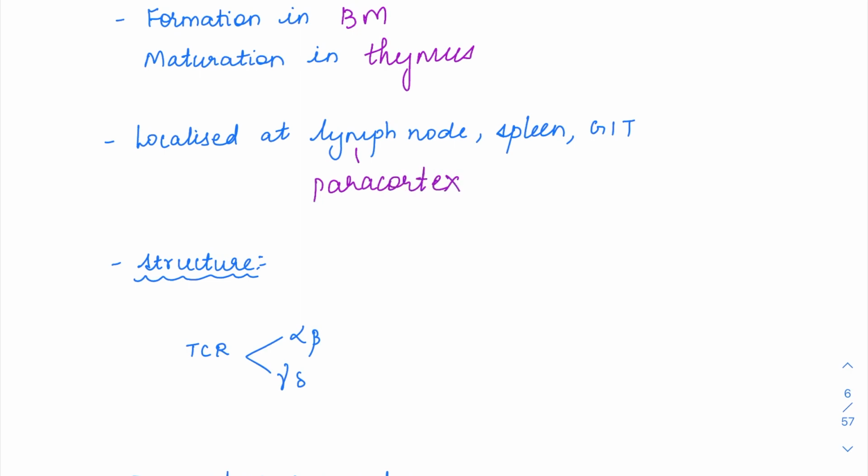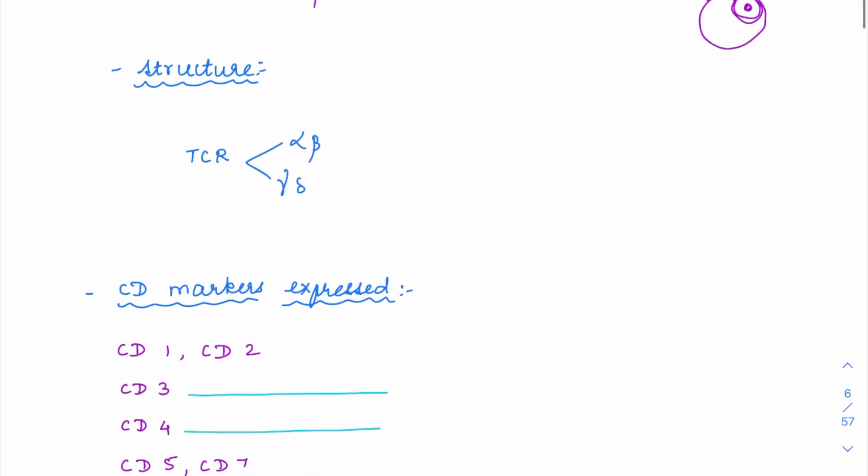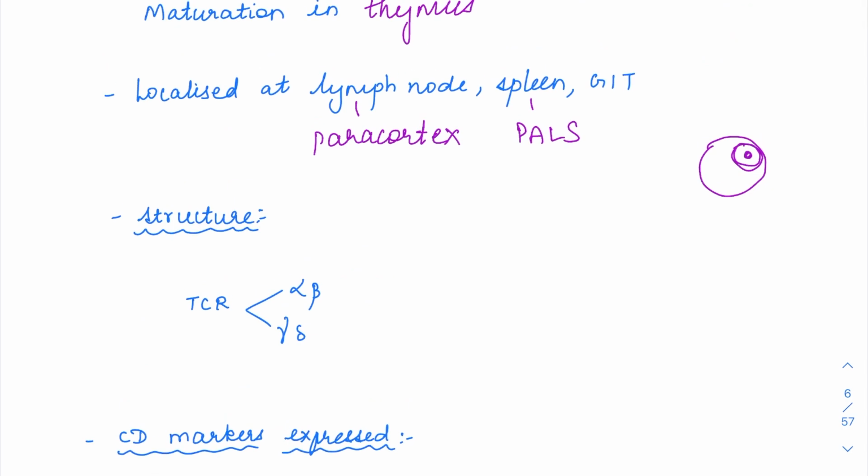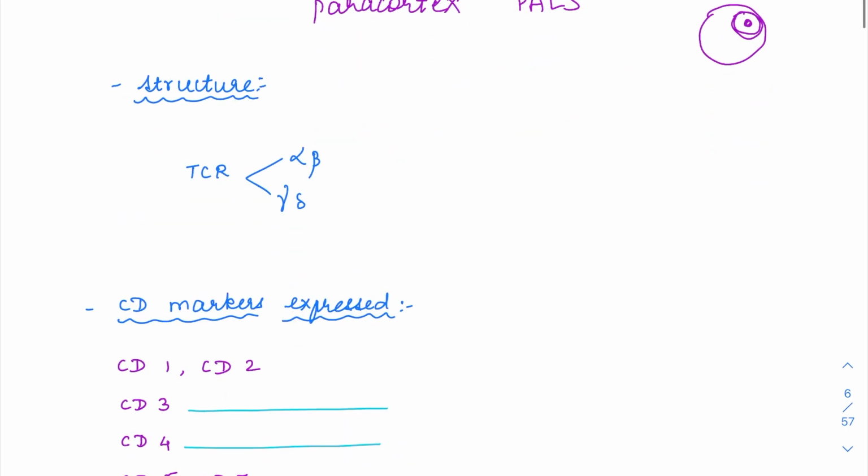So surrounding the follicles, we have the paracortex. That is where the T cells are going to be present. In the spleen, they are going to be present in the periarteriolar lymphoid sheath. So, in the lymphoid follicles of the spleen, you have a central arteriole, right? Eccentric arteriole. So, around the eccentric arteriole, you have a lymphocyte sheath, which is going to be composed of T cells predominantly. Also, T cells are again present in the GIT and tonsils.